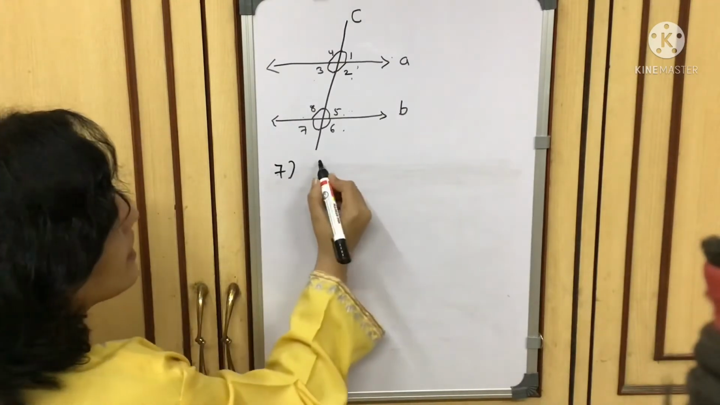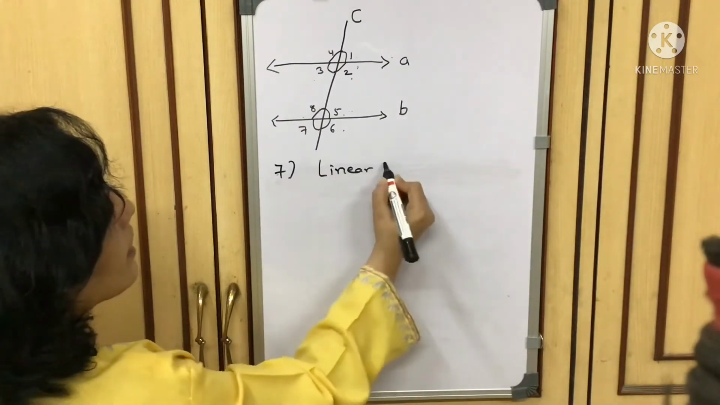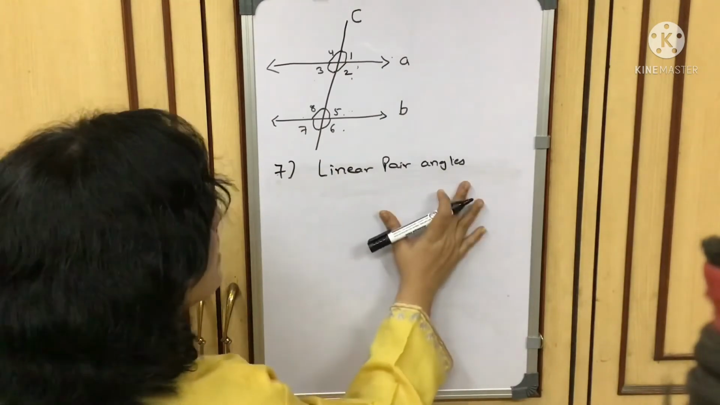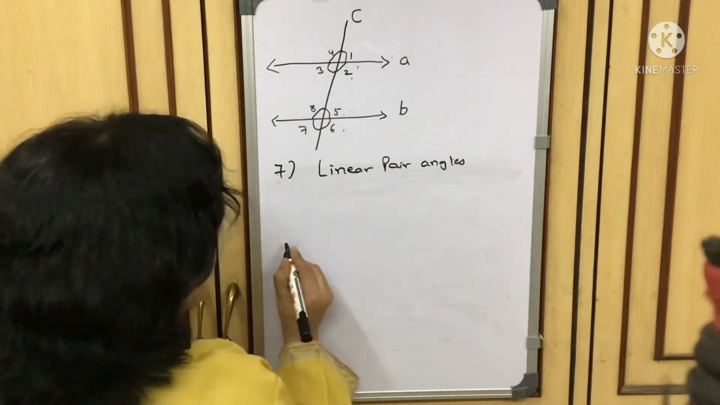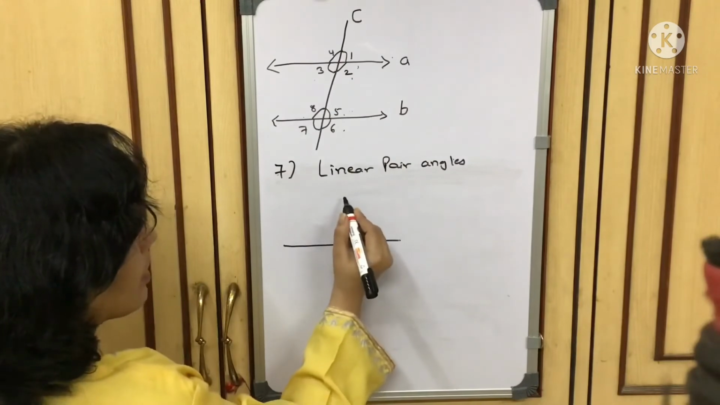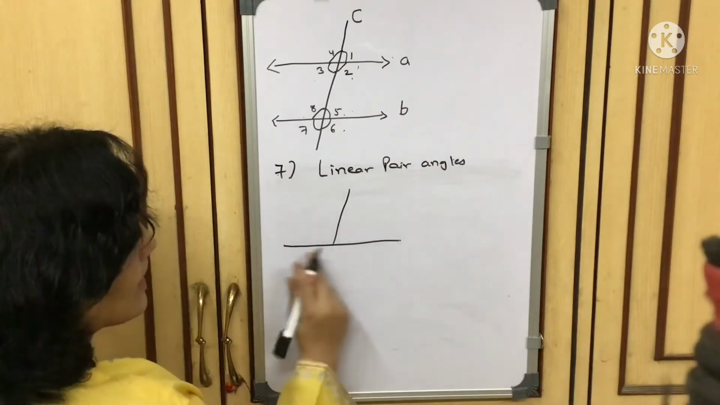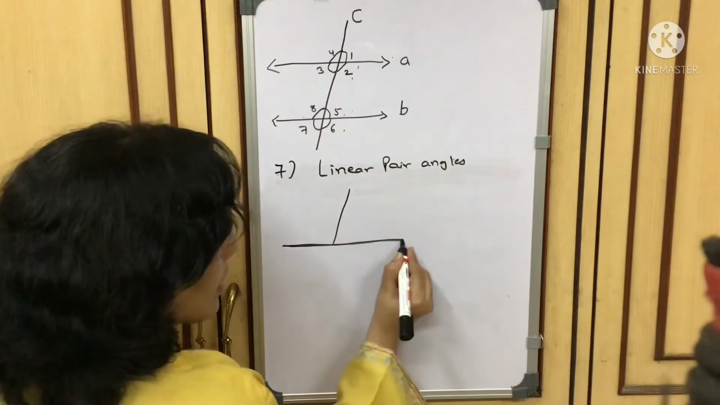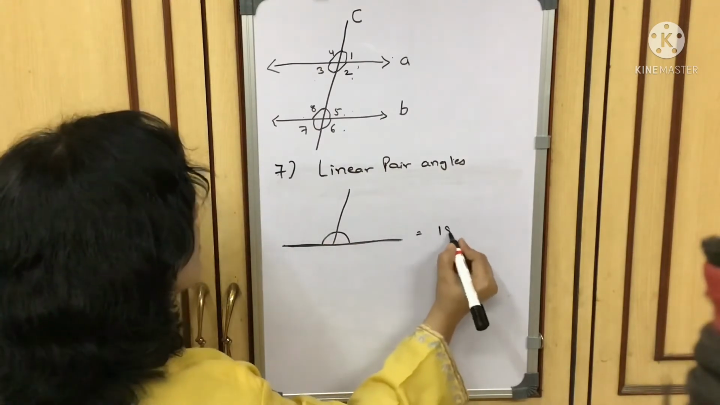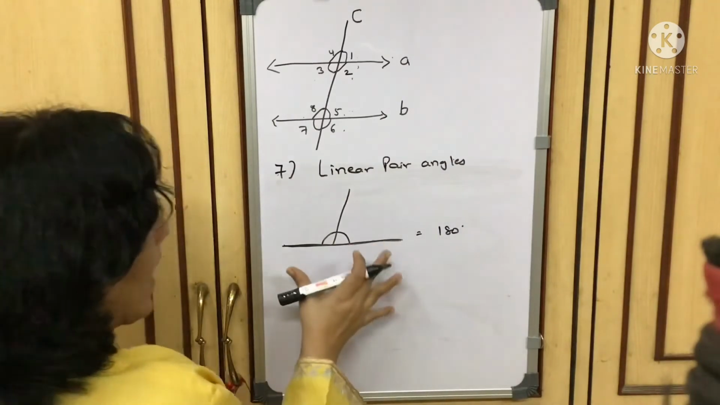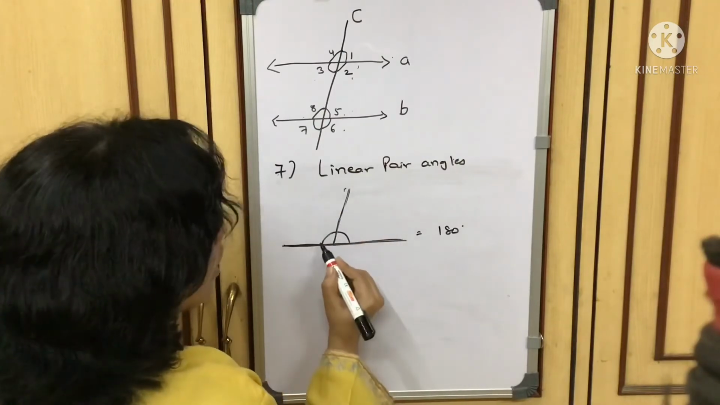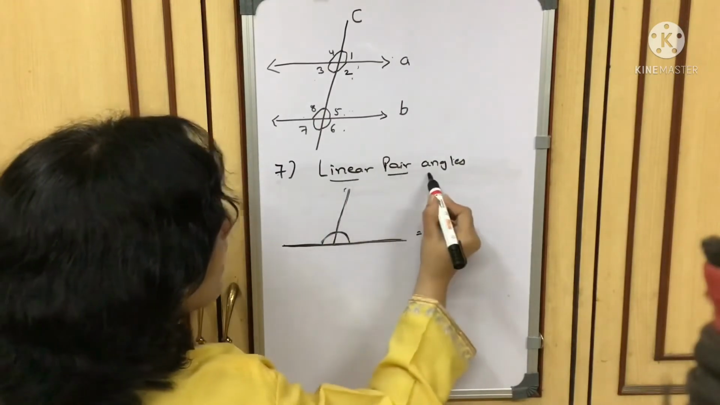The 7th type of angle is the linear pair angles. Now what are linear pair angles? Linear pair angles are angles formed on a straight line. Angles which are formed on a straight line. So when I say straight line, it is always 180 degree. So if I have to add these two, the sum will be always 180 degree. So angles formed on a same line, those pairs of angles are known as linear pair angles.